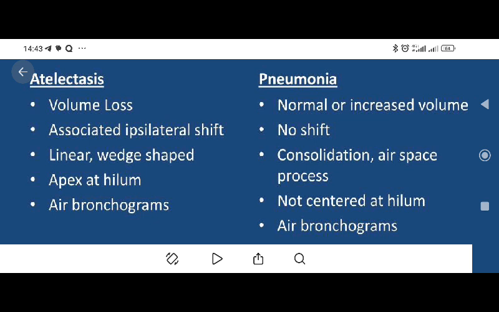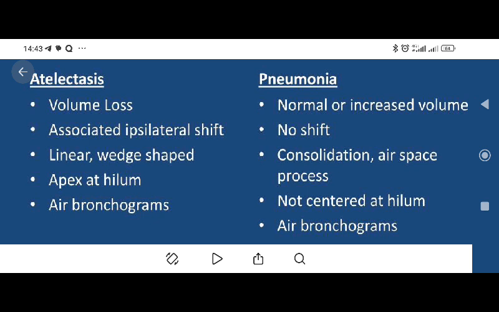So atelectasis is associated with ipsilateral shift. Now, when the lungs collapse, what do you think will happen? Remember, I told you that once a lung collapses, if it's the left side that collapses, the structures at the right side tend to move over to the left side, right? So a lateral shift is telling you about structures deviating from their normal place to the other side, the contralateral side. Now in pneumonia there is no shift, but here in atelectasis there is shift.